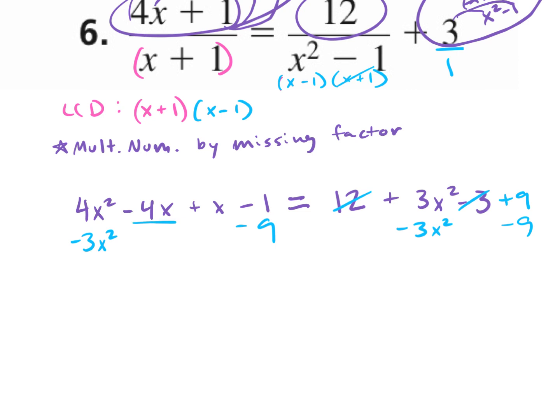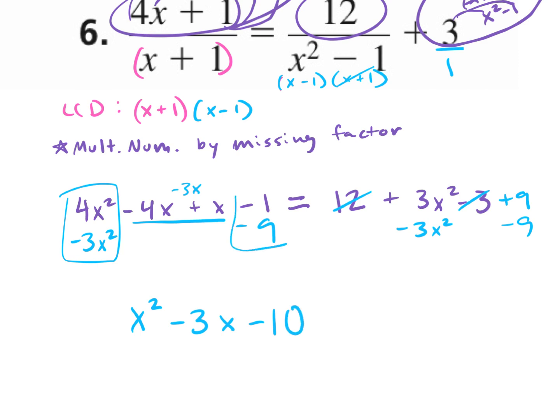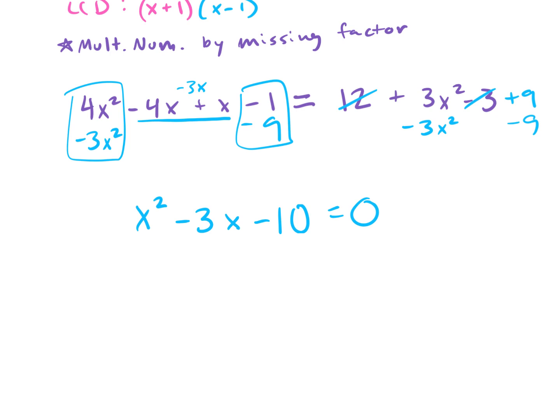And then I'm going to combine negative 4x plus x. What's negative 4x plus x? Negative 3x. So I'm going to combine my like terms now. So I have 4x squared minus 3x squared would be x squared minus 3x minus 10 because I had a negative 1 minus 9. What would I do next?